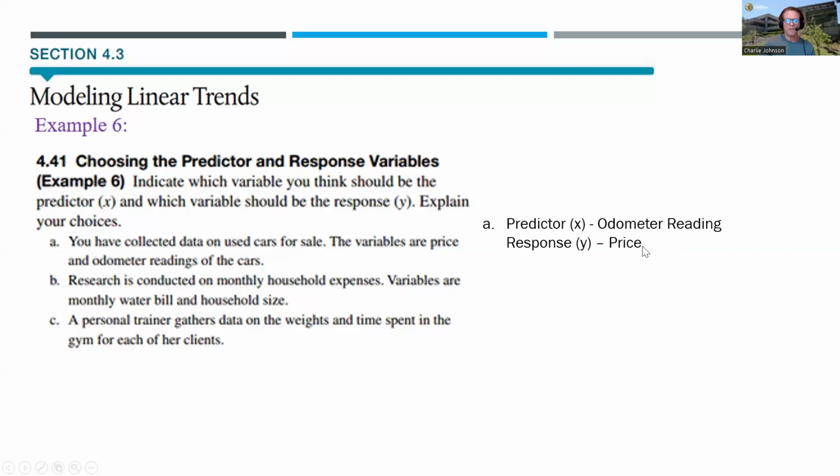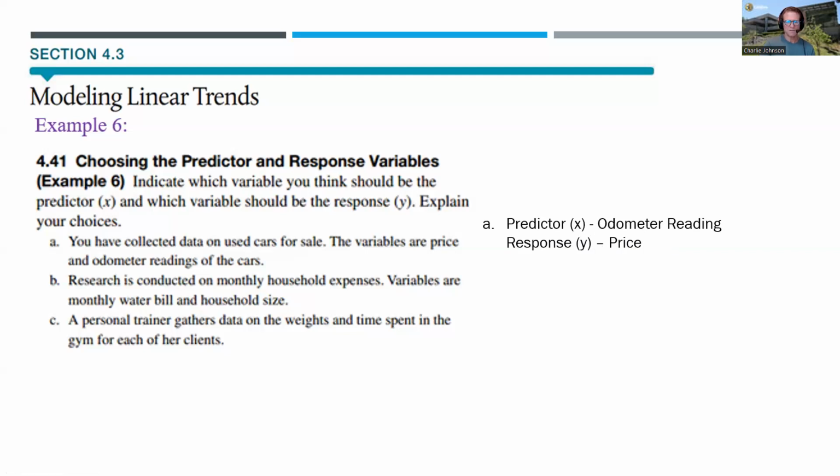So we are going to get a response variable of the price determined by what the odometer reading is. So we would say that the predicted value, price, is determined by the predictor, the odometer reading. Part B.